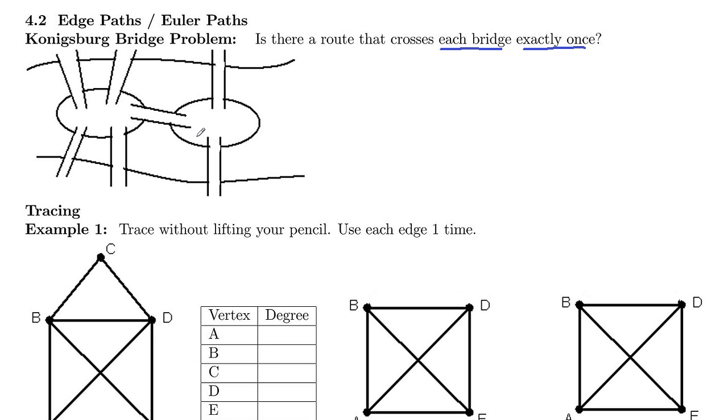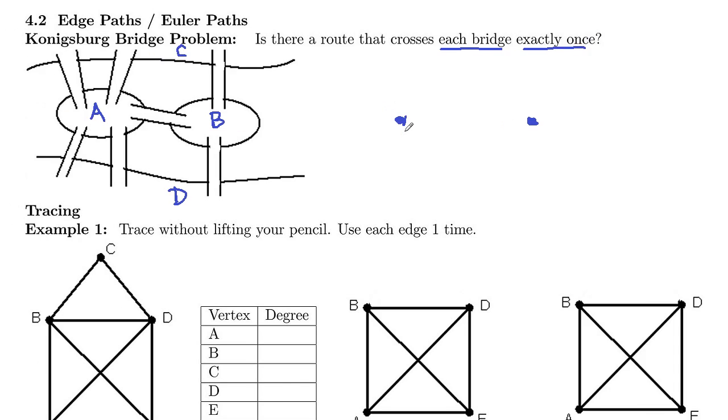To see why, the first thing that we need to do is translate this problem into mathematics. Remember, translation is sort of the big idea from the chapter here. Translate real life to math, solve, and translate back to real life. So let's name the islands A and B. The North Shore, we'll call that C. The South Shore, we'll call that D. Each landmass is going to be a vertex.